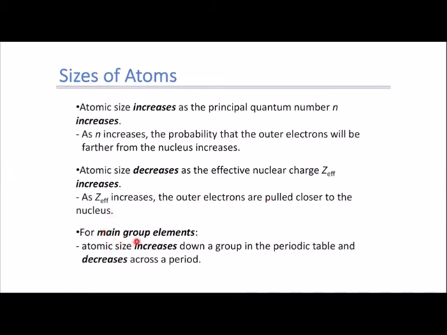And then for main group elements, the atom size increases as you go down a group on the periodic table and decreases as you go across the table. Note that's only for the main group elements.